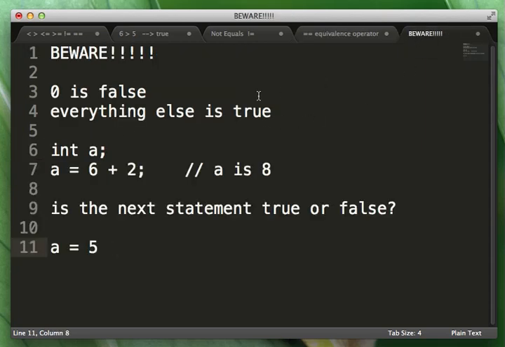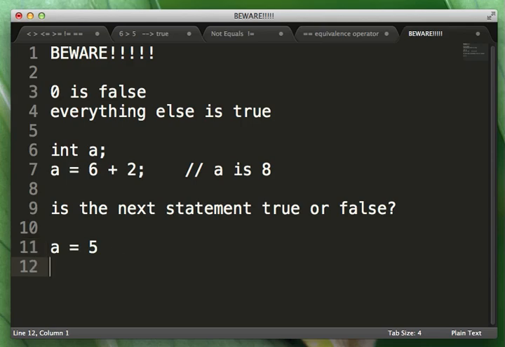Now, one thing you have to be very, very careful of in C is the idea of what is true and false. C actually evaluates true and false with zeros and non-zeros. Anything that is 0 is false, and every other value that is not 0 is considered to be true. So let's take a look at this expression here. I have A. A is assigned the value of 6 plus 2, which means that it is 8. So the question is the statement written here true or false?